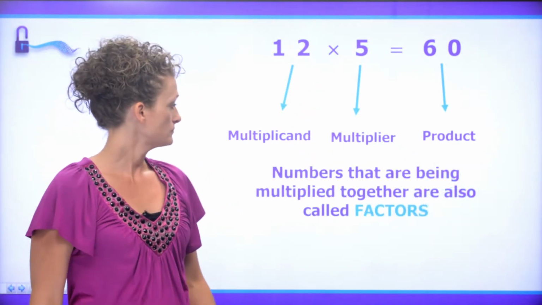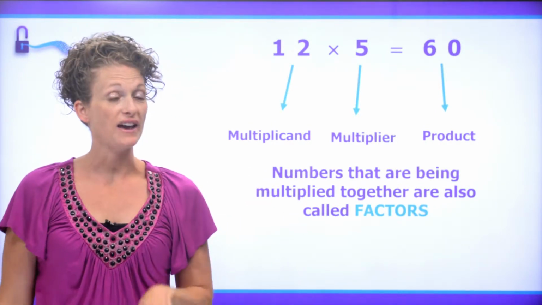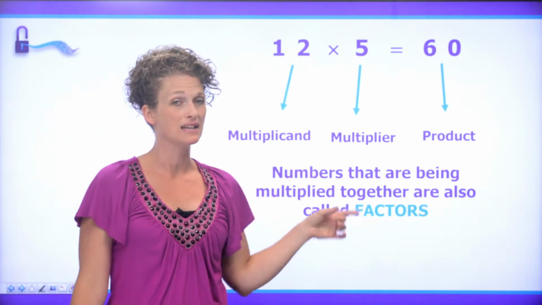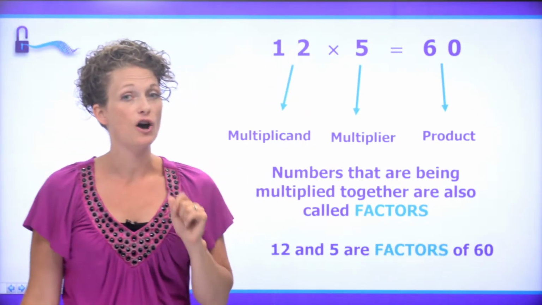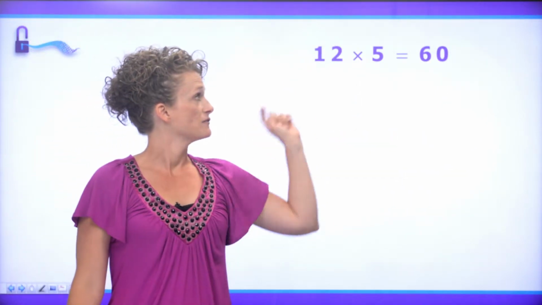multiplication is done. So numbers that are being multiplied together are also known as factors, and we are going to use factors a lot actually, so you're going to hear me say it. And 12 and 5 are factors of 60. Here we have 12 times 5.